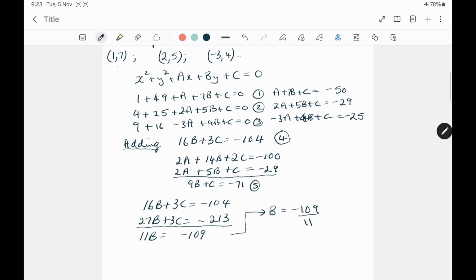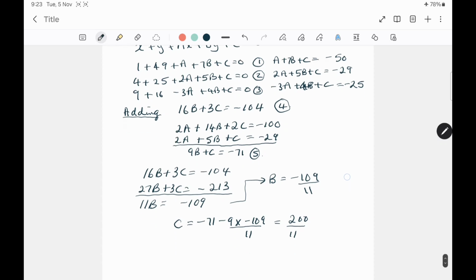Right. We'll now use equation number 5 to find c. c is minus 71 minus 9b, which is minus 71 minus 9 times minus 109 over 11. And that will bring us down to c is 200 divided by 11.